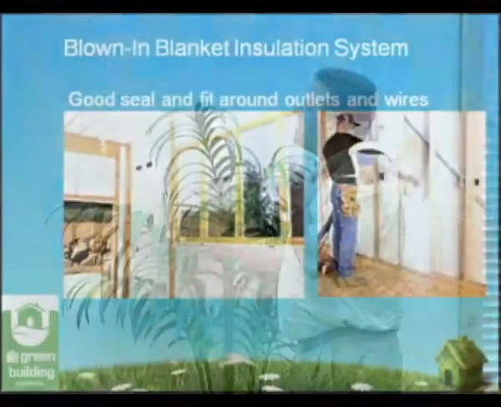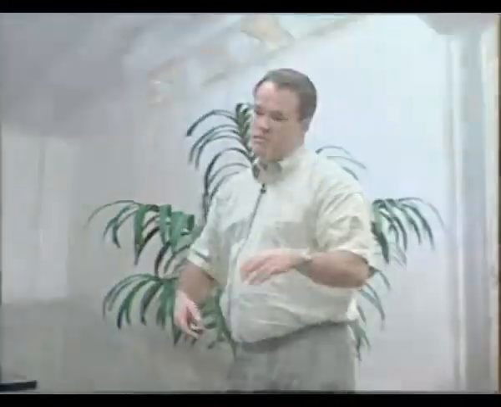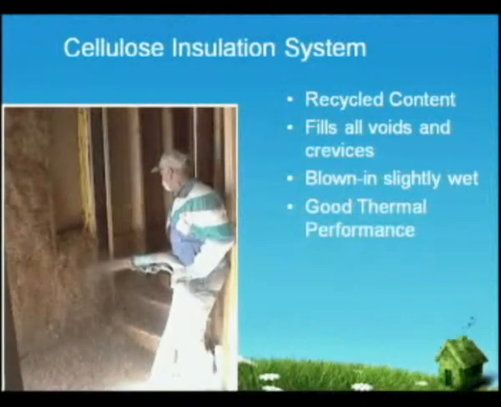Another product is called a blown-in blanket insulation system. This is a really nice product. It's a good seal and fit around outlets and windows. If you've ever seen a batt of insulation installed in a wall system, you've got all the mechanicals you have to work around. Every time you split that batt up, you don't get a really good effective R value. Using a blown-in blanket insulation system, kind of like this one right here, really gives you a much nicer pillowy effect of insulation, good consolidation around those electrical boxes, wires, pipes, what have you.